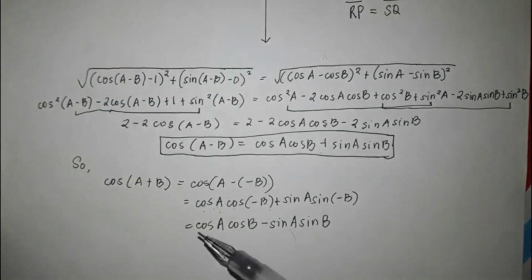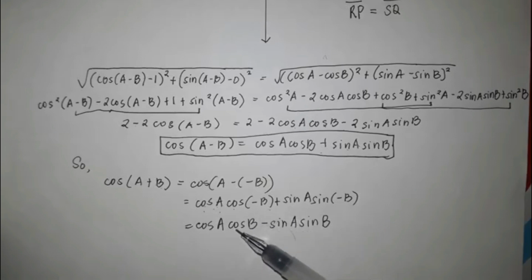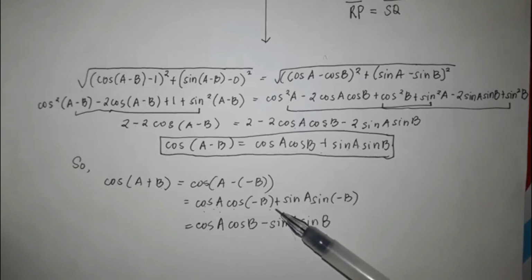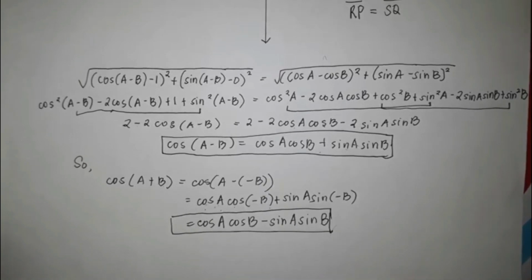Recall that cosine is an even function, so cosine of negative B is equal to cosine B, and sine is an odd function, so sine of negative B is the same as negative sine B. So this plus changes to a minus: minus sine A sine B. So the cosine sum identity is cosine A cosine B minus sine A sine B.